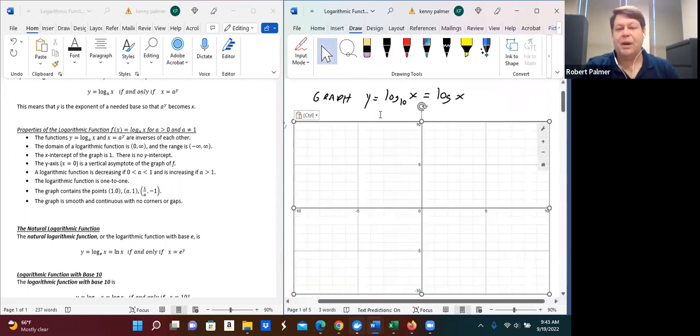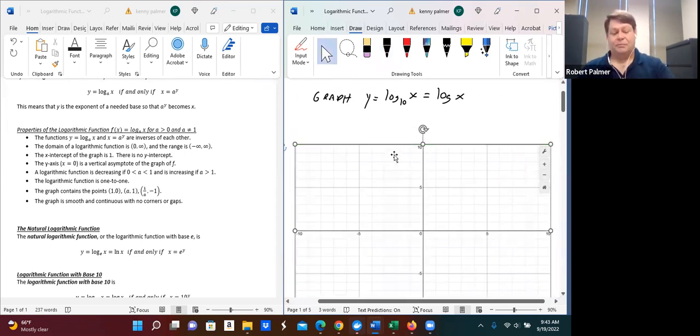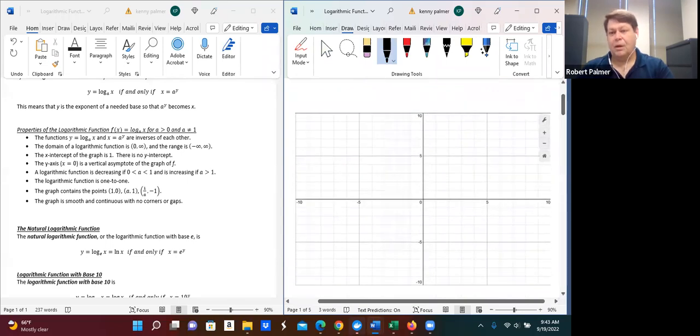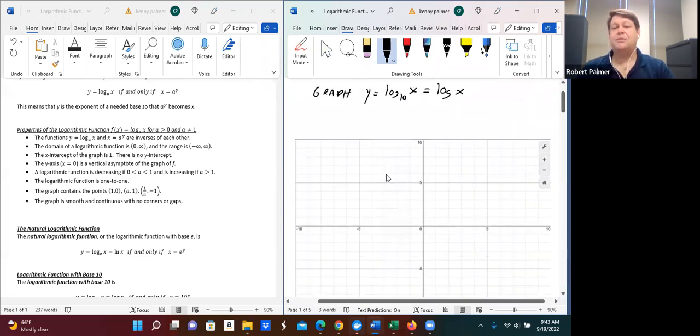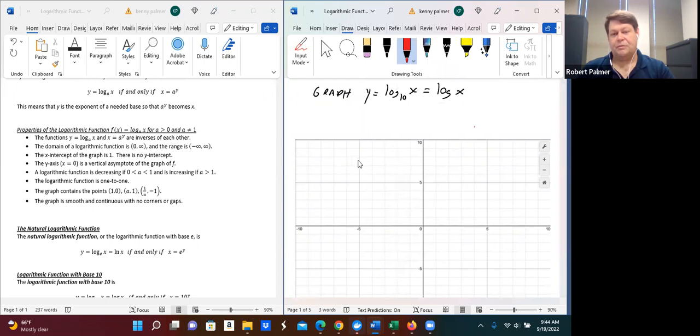And also to graph this, we're going to get some help from the exponential function itself, because they're inverses of each other, so we can see where this function comes from this way. So first off, let's graph, in red, y equals 10 to the x, and that's going to help us.